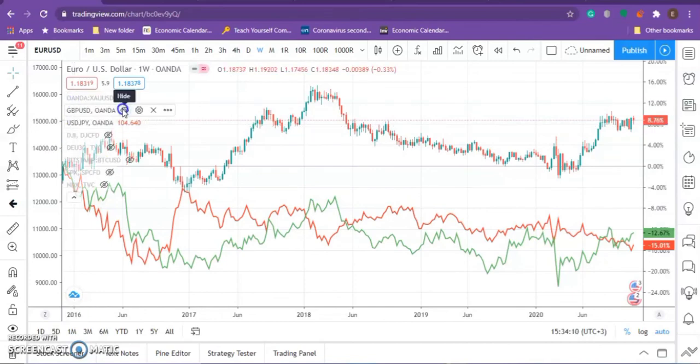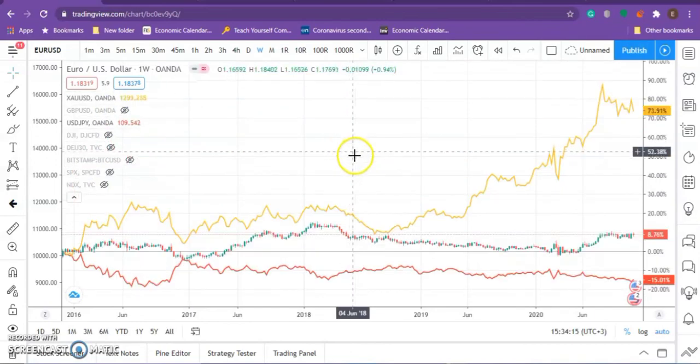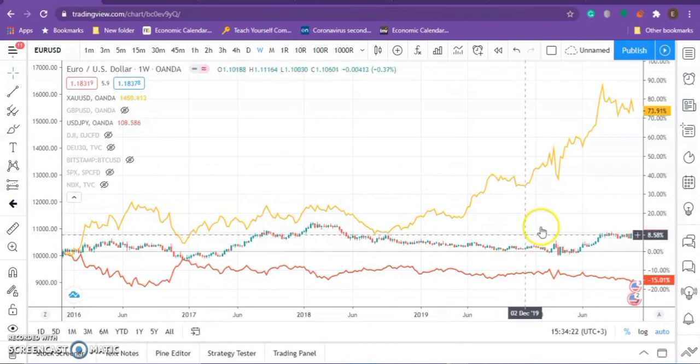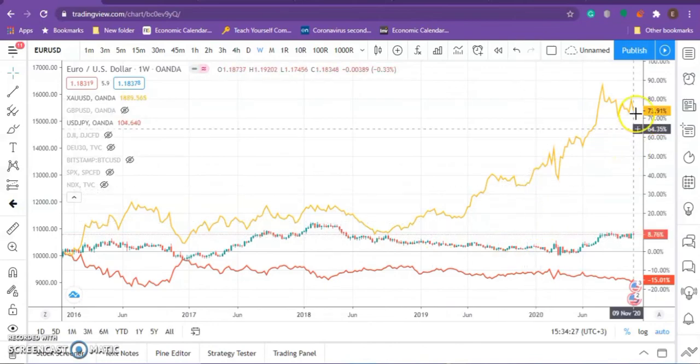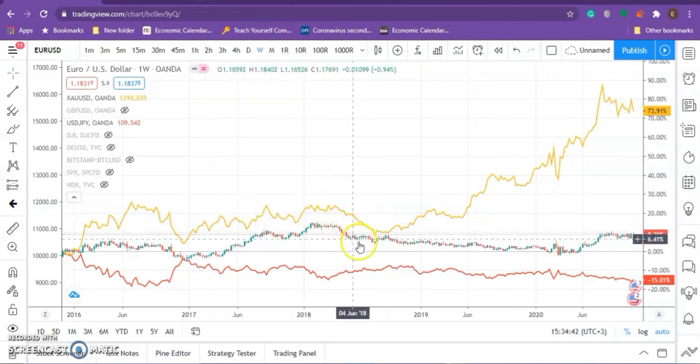So let me now touch a bit on gold. Gold and Euro USD are directly related in that when gold goes up, we expect Euro USD to go up too. When gold goes down, we expect Euro USD to go down too. So you can see it was going down. I'm using the weekly time frame. It was going down for a while. On this here, you can see a relationship. Here we can see a relationship here.